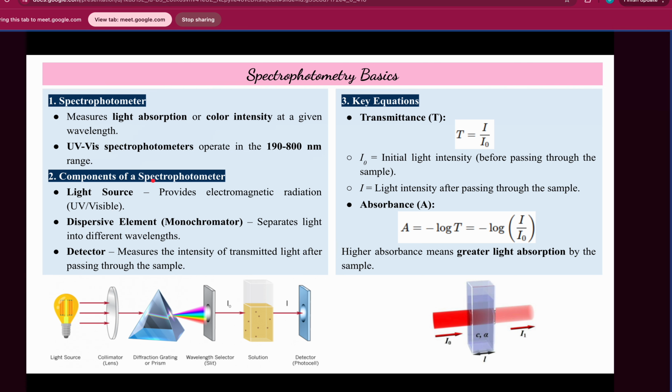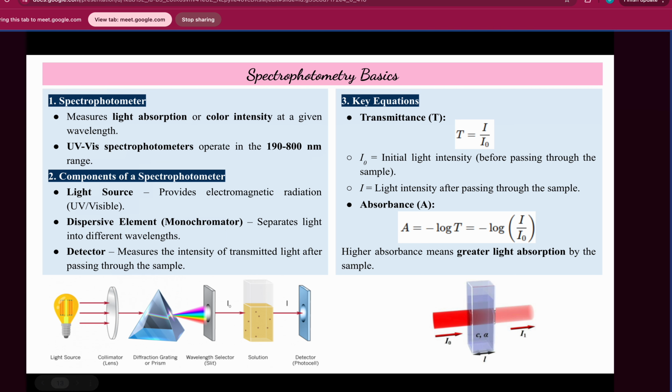Now there are different components of the spectrometer. First of all, light source. So there is a requirement of a light source which will supply the UV or visible radiations. The second thing is the dispersive element, which is also known as the monochromator. So monochromator allows a specific wavelength of light to pass through it.